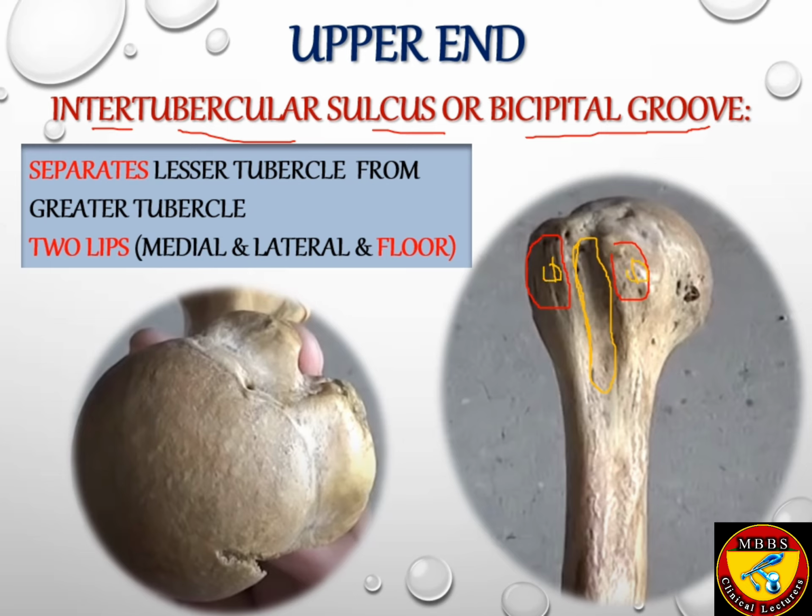It has three parts: two lips and a floor. This is the lateral lip, and this is the medial lip, and this is the floor of the intertubercular sulcus. This is the medial lip in the other picture. You can see the lateral lip, and this is forming the floor.